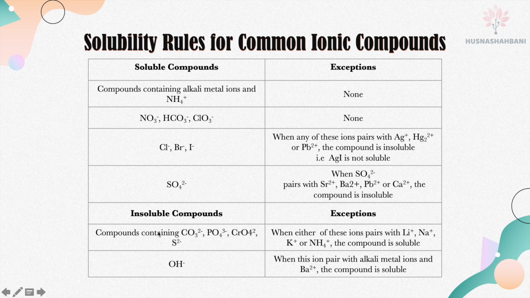The insoluble compounds are carbonate, PO4 3-, CrO4 2-, and S2-, except when they are paired with lithium, sodium, potassium, or NH4+. If they are paired with these, the compound is soluble. Hydroxide compound is insoluble except when it pairs with alkali metal ion or Ba2+, then the compound will be soluble.